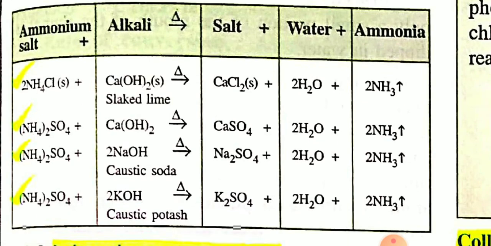When an ammonium salt is heated with an alkali like caustic soda, caustic potash or slaked lime, you will get ammonia gas.